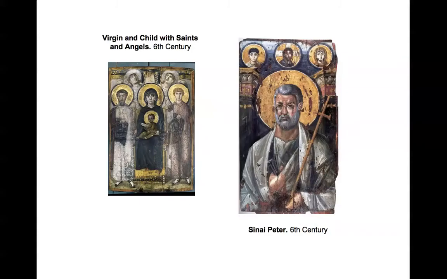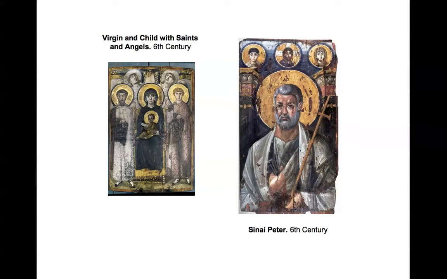So the monastery of St. Catherine on Mount Sinai in Egypt preserved many early icons, portable icons that were on boards that could be carried around, not just permanently inscribed in walls.